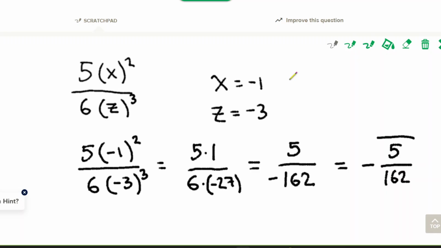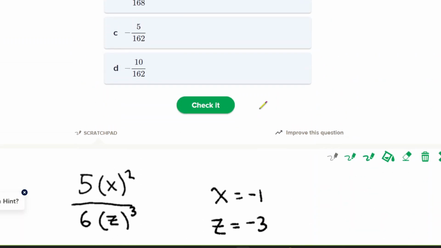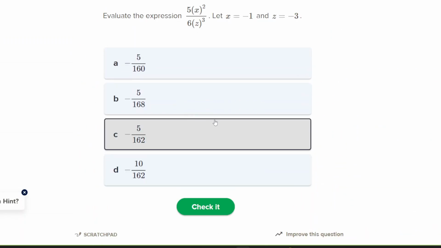And 5 in the numerator and 162 in the denominator, right? Those don't have any common factors. 5 does not go into 162 evenly. So this is as simple as that fraction would get. All right, so the value of this expression when x is -1, z is -3 is -5/162. Right. So of the choices, that is once again C.